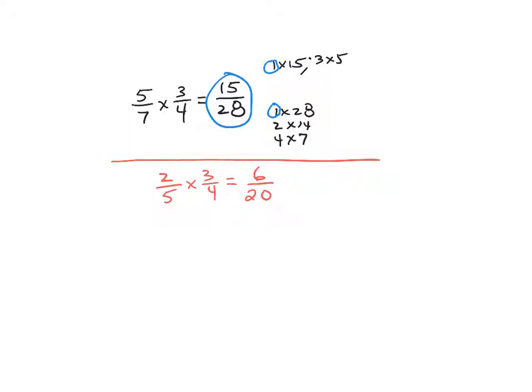I take a look at 6/20 and I see that both of those are even numbers. So I know that I can divide both of those by 2. 6 divided by 2 gives me 3. 20 divided by 2 gives me 10. 3/10 is in lowest terms because the only common factor of 3 and 10 is 1. So I have that already in lowest terms.